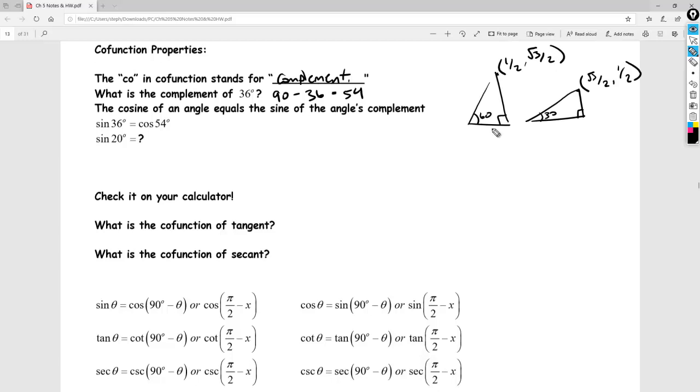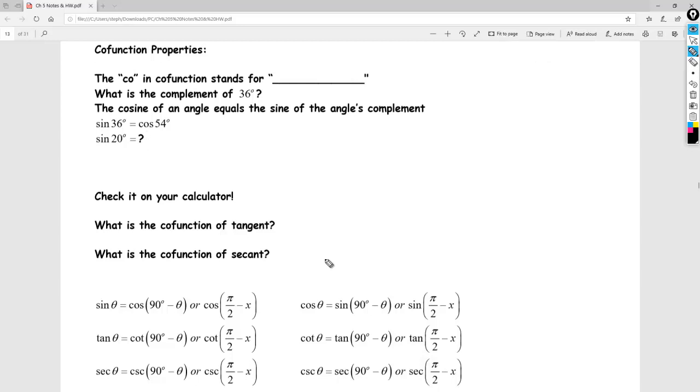It's just a really easy way to see this in the unit circle. If I plug a number into sine and the complement into cosine, you'll end up getting the same answer. So sine of 20 is equivalent to cosine of 70 degrees. Again, you can check this in your calculator. The cofunction of tangent, as you could guess, is cotangent. And the cofunction of secant is, you guessed it, cosecant. The names make it really easy for us to remember what's what.